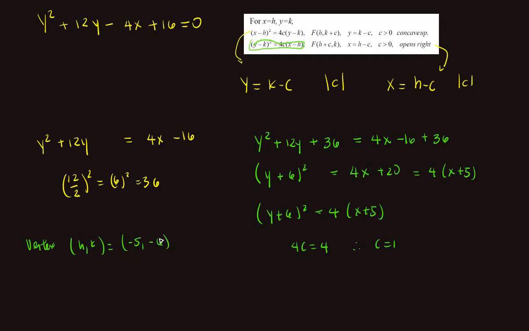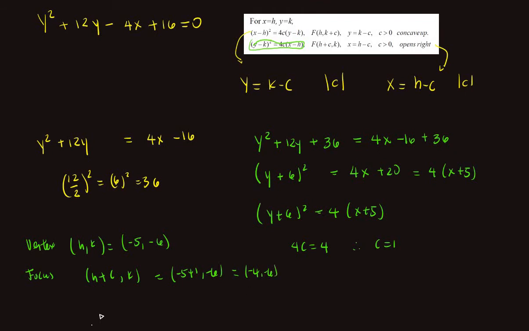Perfect. Now we have to find the focus, and the focus is going to be h plus c and k, which in this case is going to be equal to -5 plus 1 and -6, which is going to give us -4 and -6.